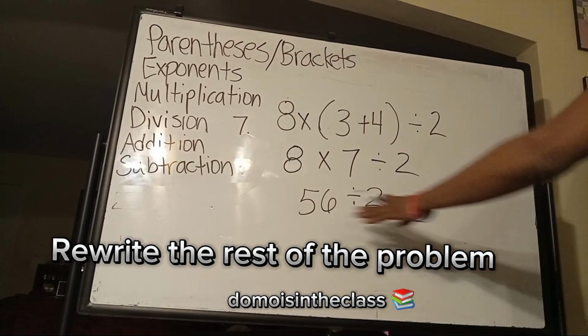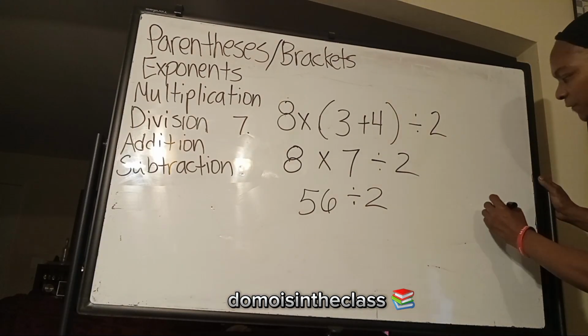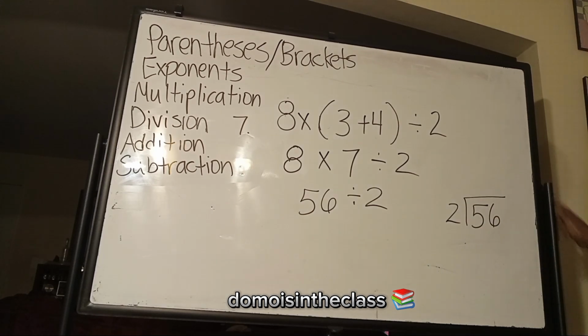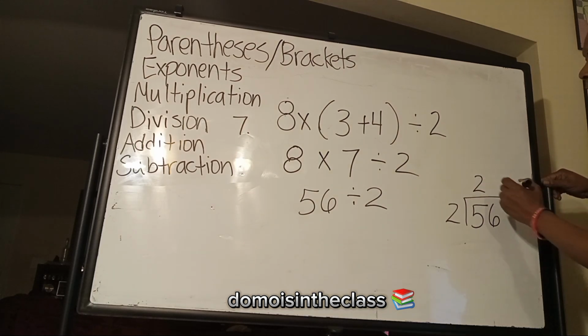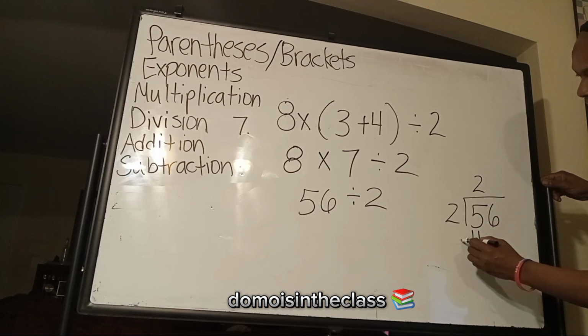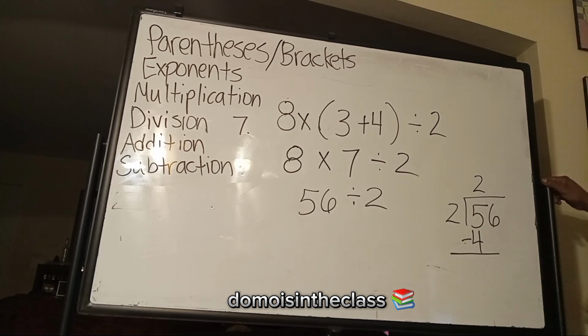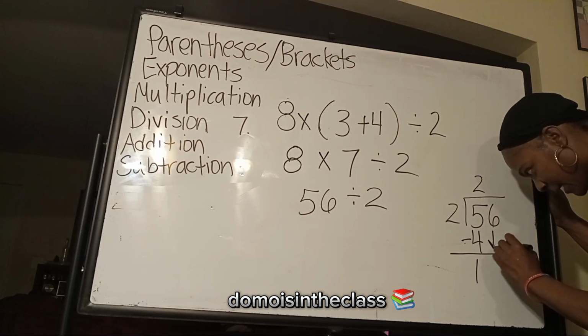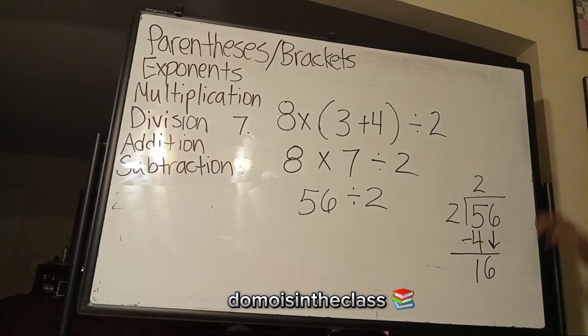So, horizontal is not easy. So, we just put the 56 in the house. We put the 2 on the side. And we go into divide. Correct? Yes. All right. So, how many groups can we get out of 5 out of 2? We got 2. Right? We get 2 groups. And what's the multiplication? 2 times 2 is what? 4. We put the 4 underneath the 5. We subtract. 5 take away 4 is how much? 1. We get a 1. But we must bring down our 6. And now we have 16.